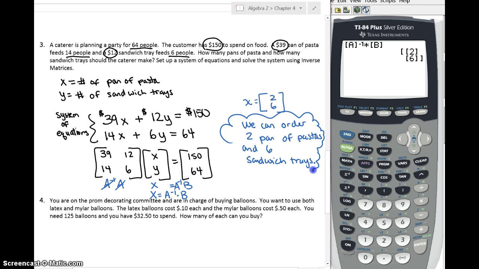Now, those of you that are asking yourselves, how did she know which one was which? Remember that X was the first number, so that goes with 2, and that's the number of pans of pasta. So I'm trying to match everything up. Y was the second one, and that goes with 6, and that was the sandwich trays. So always looking back on what those variables meant.